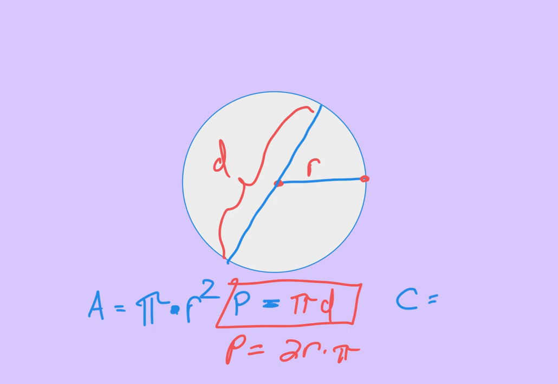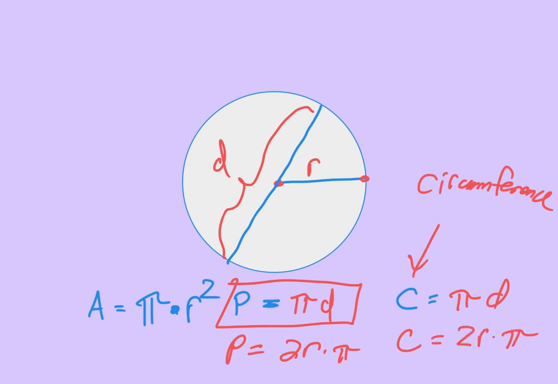All right, and then I have C over there. What does C stand for? C stands for circumference, which is the same as perimeter. Pi d, C equals also 2r times pi. They are the same number. Either way you do it, you're going to get the circumference. And again, circumference would be the distance around the circle.